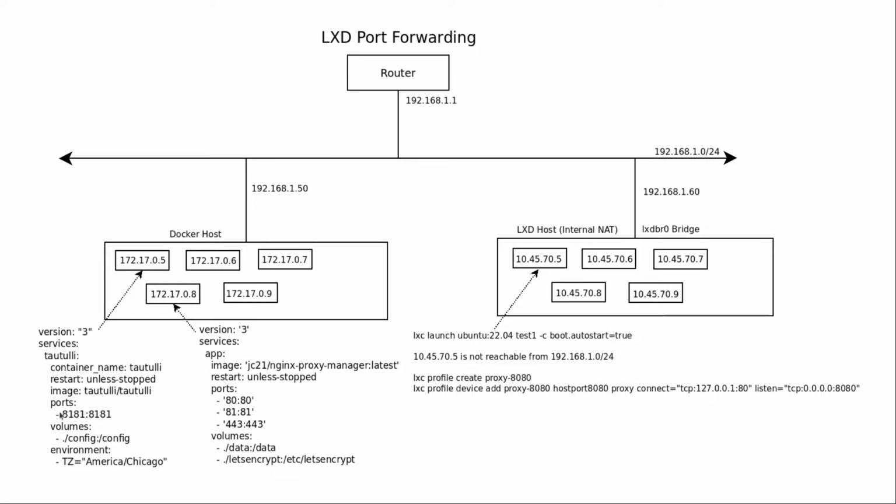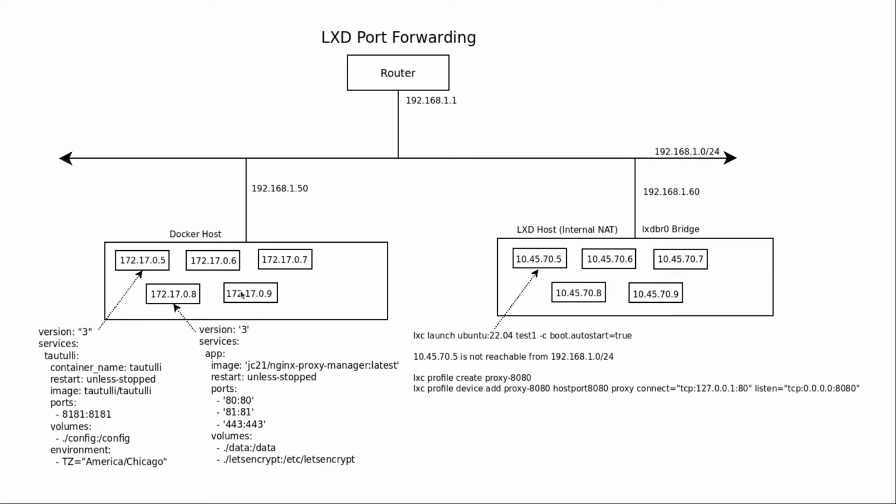And we can change that number on the left-hand side. But to say it's using that externally means that on this Docker host at 192.168.1.50, if we access port 8181, it goes down to this Tautulli container, which is actually running on the internal Docker address of 172.17.0.5. Likewise, over here we have Nginx Proxy Manager, which exposes three ports, 80, 81, and 443, which are used internally, and we're exposing those at their same exact port numbers.